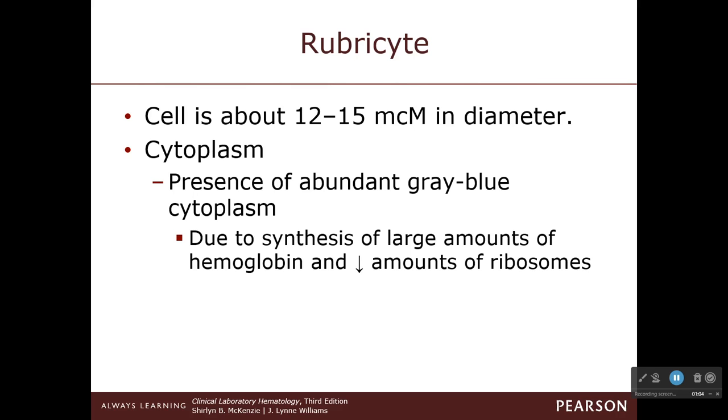Cytoplasm at this point is usually more gray-blue because of hemoglobin production. Okay? At this point, there's lots of hemoglobin. Somewhere around 80% of the hemoglobin that's formed is formed by the rubricyte stage. So decreasing amounts of ribosomes, because we only need to make about 20% more to be complete. So we don't need quite as many ribosomes. And that's the reason their color's changing also, because the number of ribosomes are decreasing.